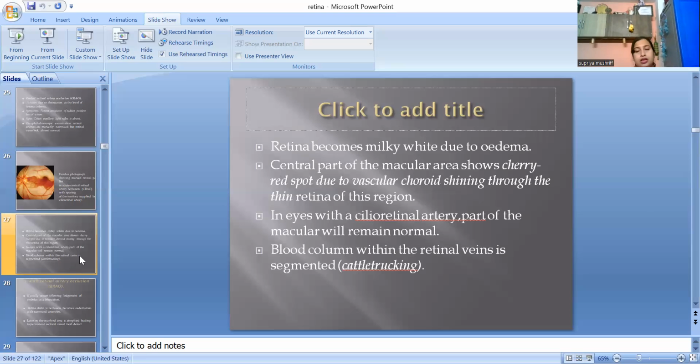In your pre-PG MCQ examination, other reasons for a cherry red spot in the retina will be asked. And other cherry red spot conditions are storage disorders. You should know this. I'm giving you some extra knowledge. You should go and read it. Right now it is not in the scope of this lecture, so I'm just skipping it.